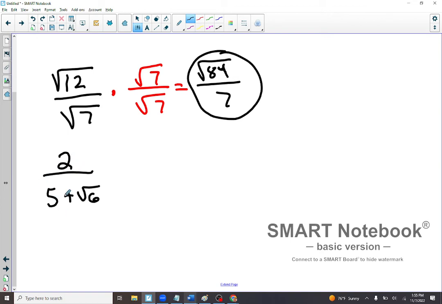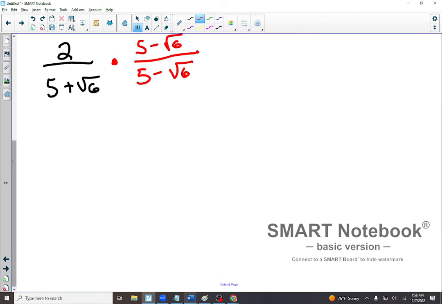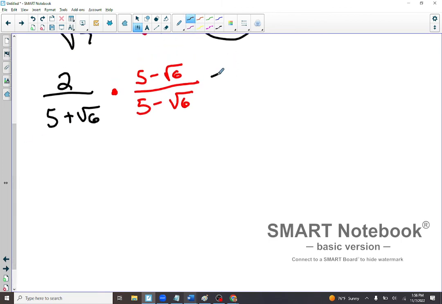2 is less than 5 plus square root of 6. How'd you get 84? I'll let you think about it. So over here, I'm multiplying the top and the bottom by its conjugate. The conjugate of the bottom is 5 minus square root of 6. I'm going to show you the work, but you could go straight to the answer on the actual test.